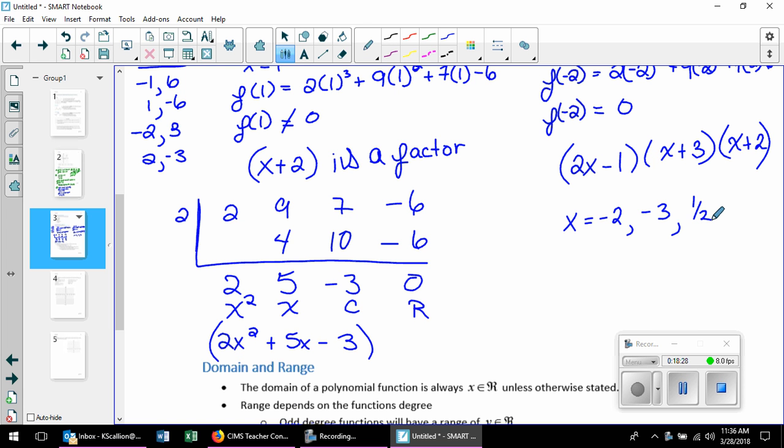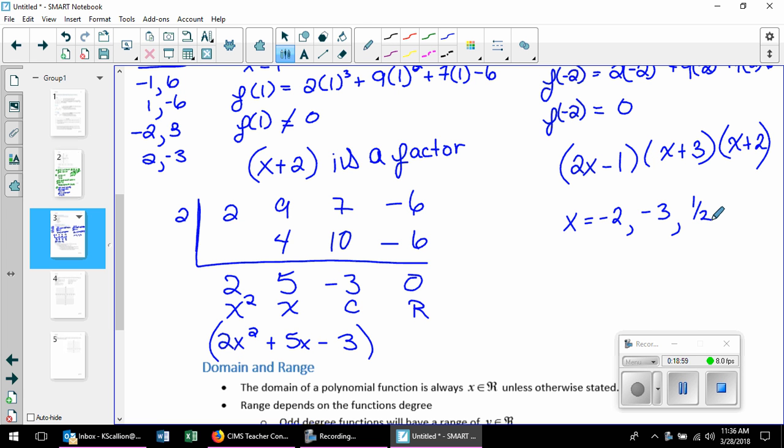Alright, so the domain and range. The domain of a polynomial function is always all real numbers unless otherwise stated. The range depends on the function's degree. Even degree polynomial functions with a positive coefficient will have an absolute minimum at one of its relative minimums, and even degree with a negative coefficient will have an absolute max at one of its relative maximums. So you need to remember that from grade 12.